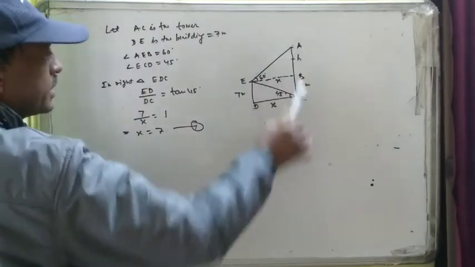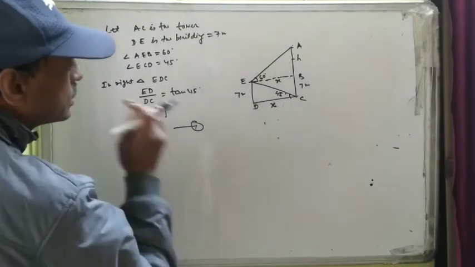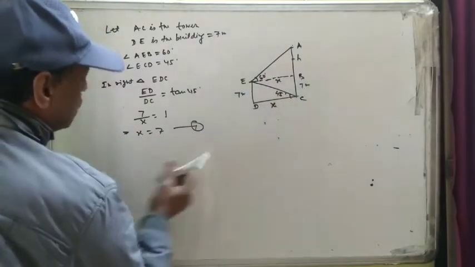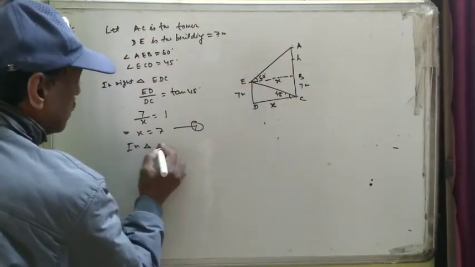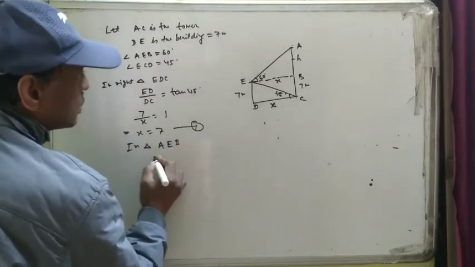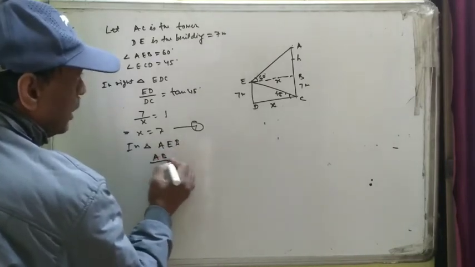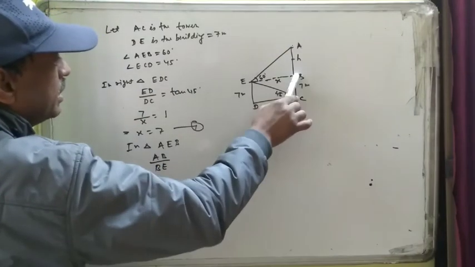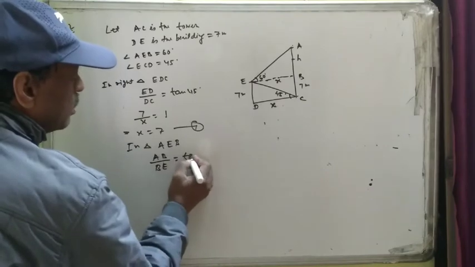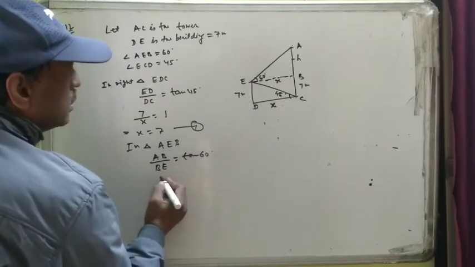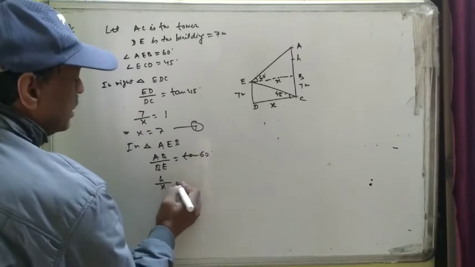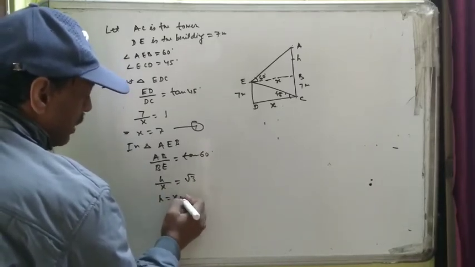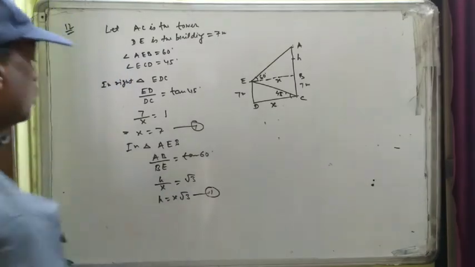Similarly, we will take the next equation by taking the next triangle, and that triangle will be AEB. So in triangle AEB, just write here AB upon BE. This is AB, this is BE. AB upon BE equal to tan 60 degree. The length of AB is h, BE is x, tan 60 is root 3. So h equal to x root 3. This is equation number 2.